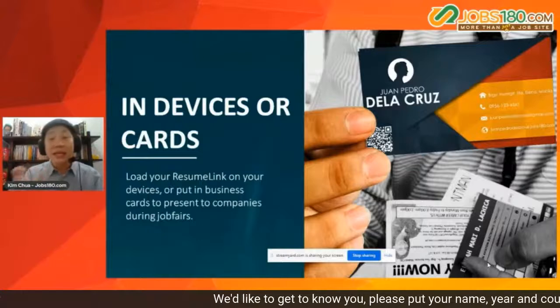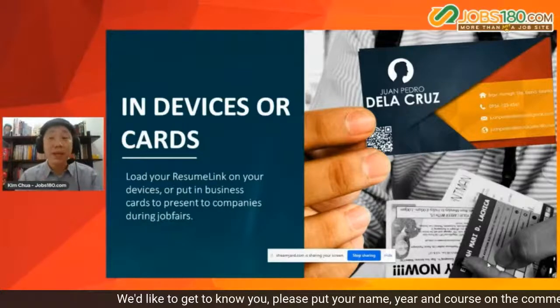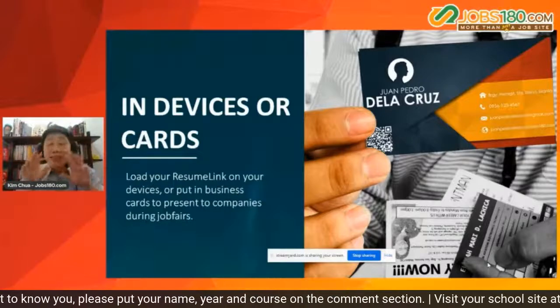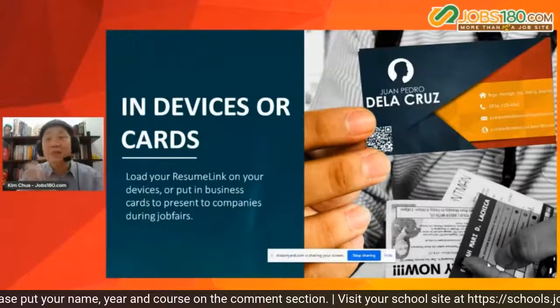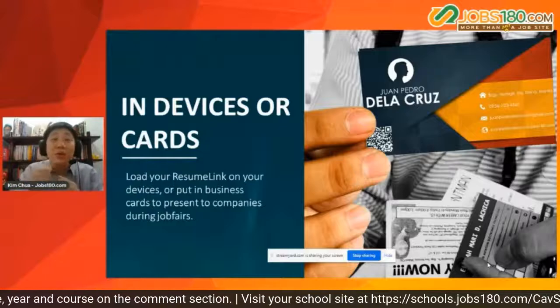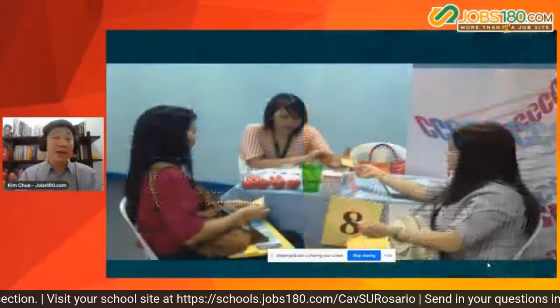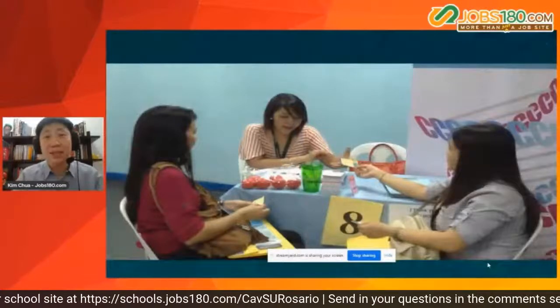At ang importante na ilagay mo dyan sa resume link card mo ay syempre ang inyong resume link. Diba? So, hindi mo na kailangan ilagay lahat ng details mo sa resume sa loob ng maliit na papel. Lagay mo lang resume link mo. And that is what you now give to the companies when you start applying. Look at the picture I'm showing you. Diba? Tipid.